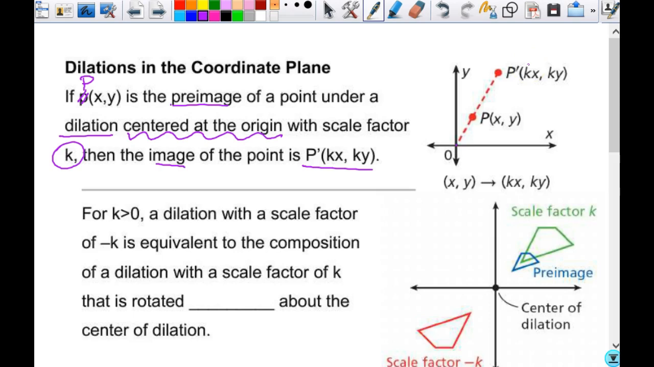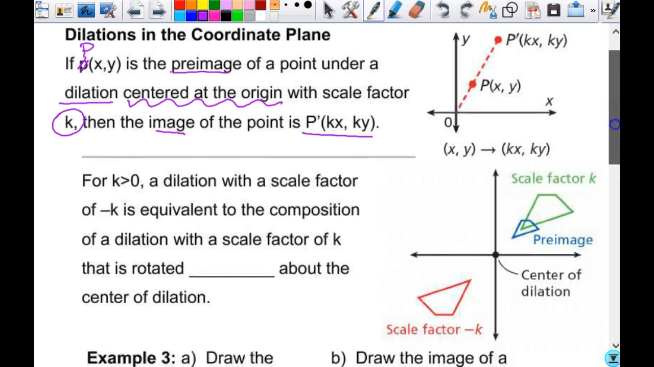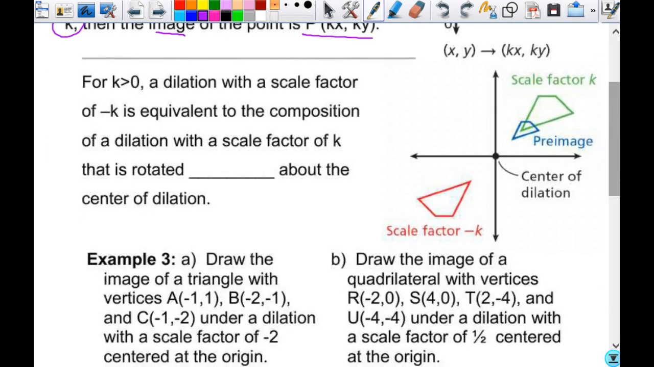Now remember, when we talked about what the scale factor was, it did not include the negatives and it did not include 1. But you can have a negative k as a scale factor. But technically the k part of it, not the negative part of it, is the dilation. So here's what happens. Here's my preimage, for instance, which is the blue one. I multiply it on a scale factor of k and get the green one. If I have a negative k, it ends up here on the red one.